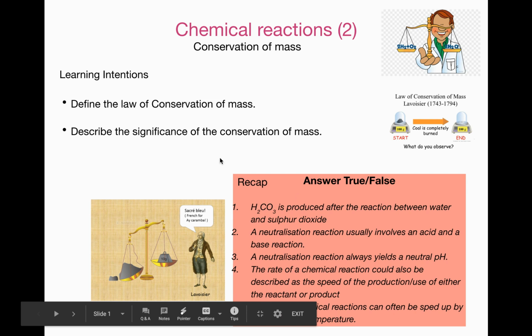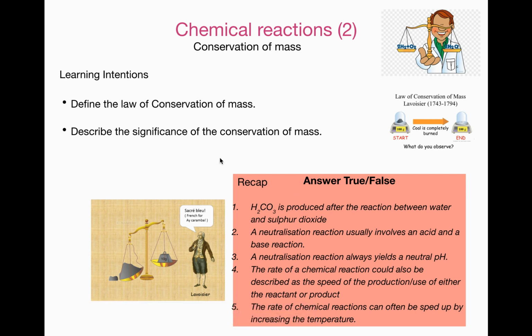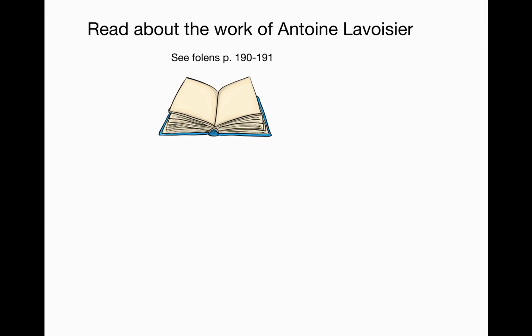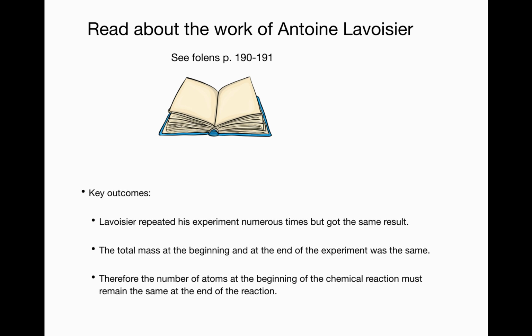Right, final thing then is chemical reactions can often be sped up by increasing the temperature, and that is definitely true. Right, so there's a summary of those answers. Now, your book might be useful for this to get some background information, but Antoine Lavoisier is the guy really that we're going to talk about.